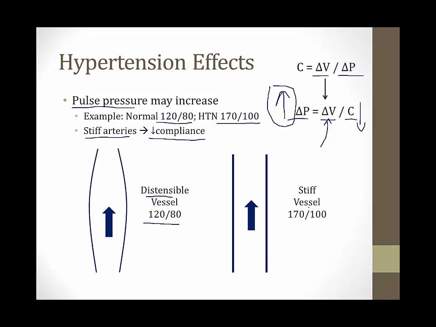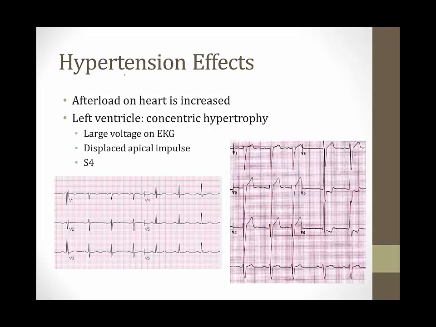In a stiff vessel, as is seen in chronic hypertension, the vessel cannot stretch. Therefore, when you push a volume of blood into it, the molecules are very tightly packed together and the pressure rises significantly, and this generates a higher pulse pressure. Chronic hypertension has a number of effects on the heart that you should be familiar with.